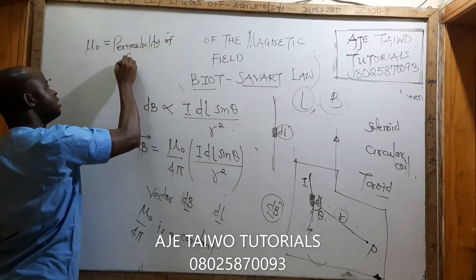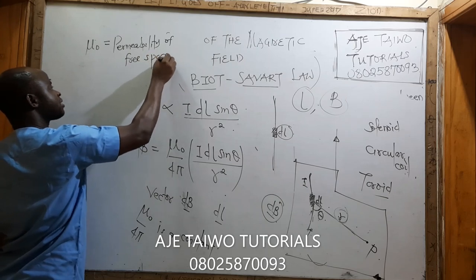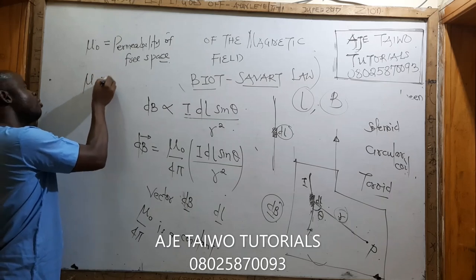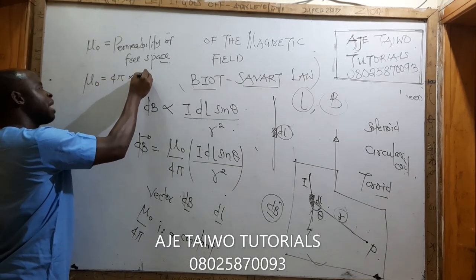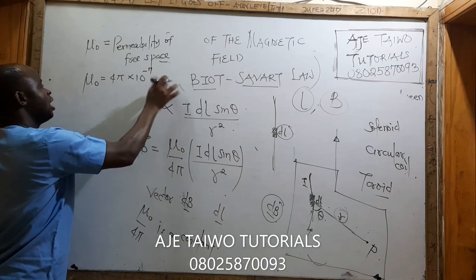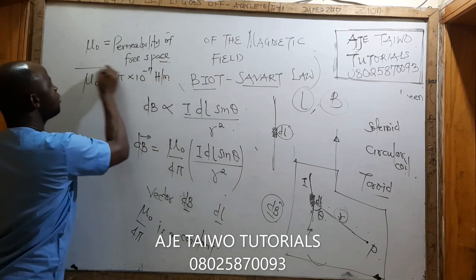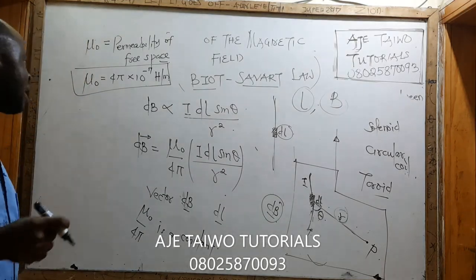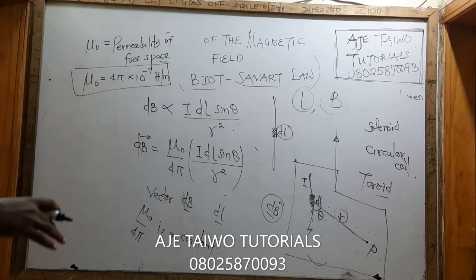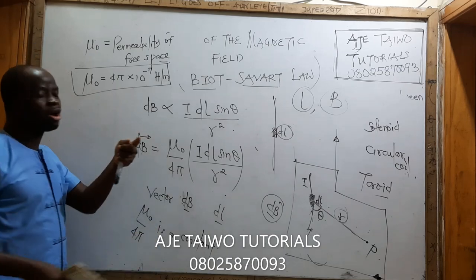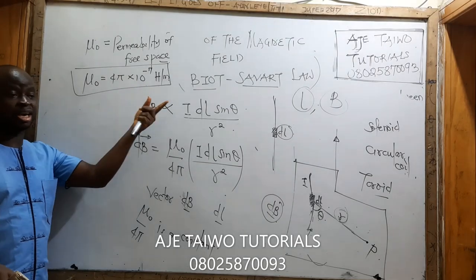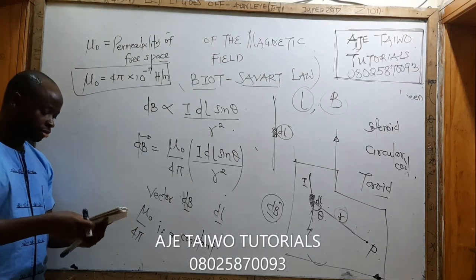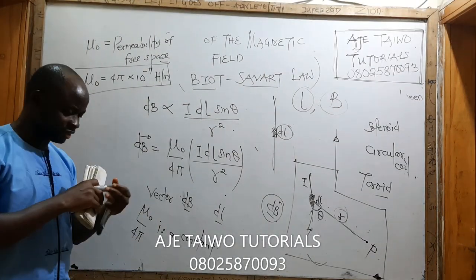Permeability of free space. It's called permeability of free space. Mu naught is always 4 pi times 10 raised to the power minus 7 Henry per meter. That's mu naught. Henry per meter is analogous to permittivity in the electric field; permittivity is epsilon naught. Let's go. Now, what do we do now, please?